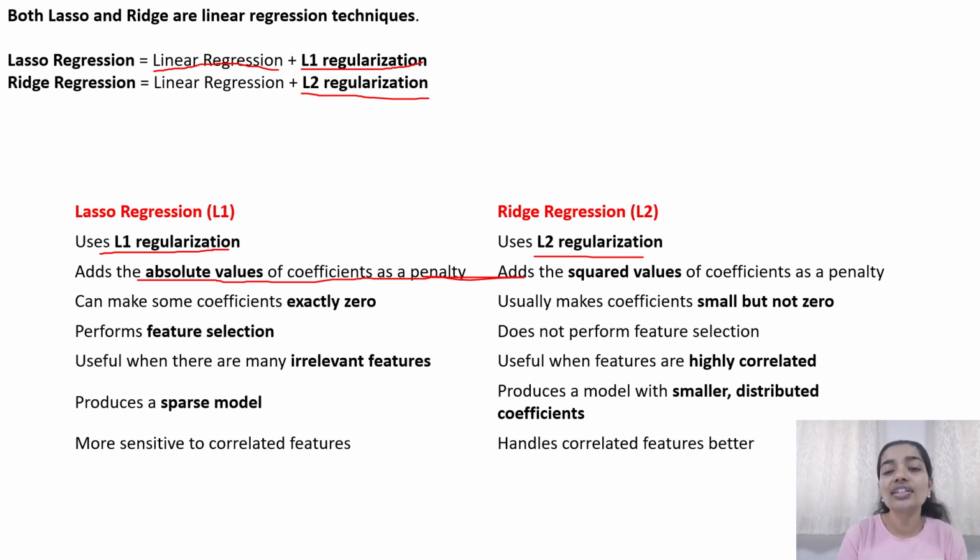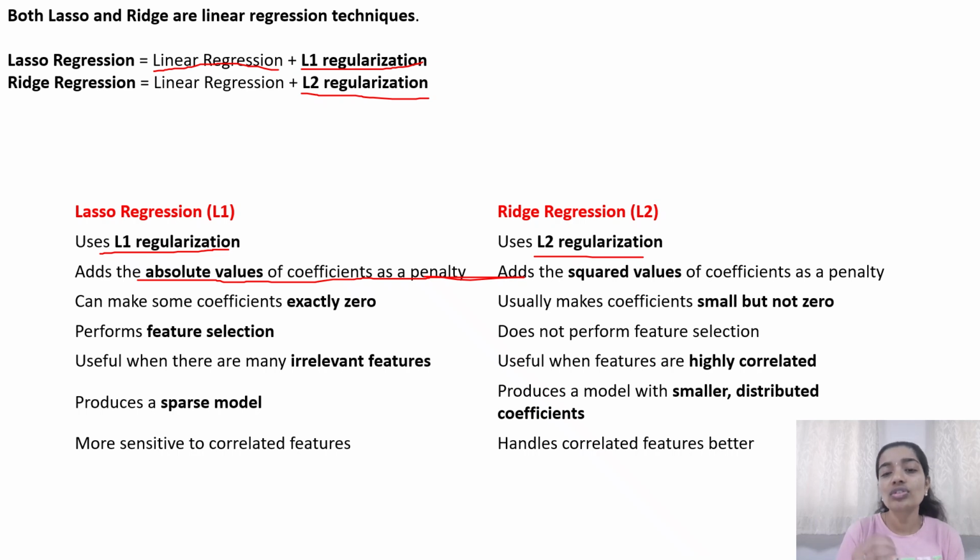Whereas ridge adds the squared value of the coefficient as a penalty. So let us say if we have 2 as a coefficient, it will have 4 as its penalty. Lasso regression will only have the coefficient. If the coefficient is 2, it will only add 2 as a penalty, whereas ridge regression will add 4 as a penalty. Then lasso can make the coefficient 0.